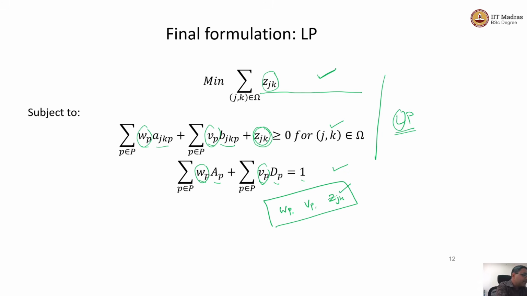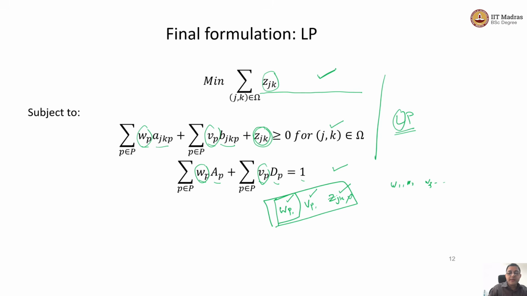Now this problem is going to give you the optimal values of ZJK. It is going to give you the optimal value of VP. Now VP you anyway wanted, because these are the optimal weights assigned by this consumer to each of the attributes. Remember, you are going to get W1, W2, W3, all the way for each attribute. ZJK you can throw away. You don't need them.